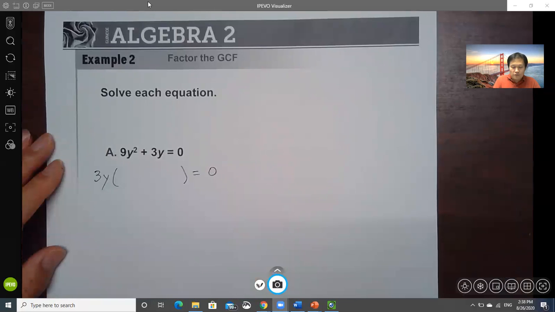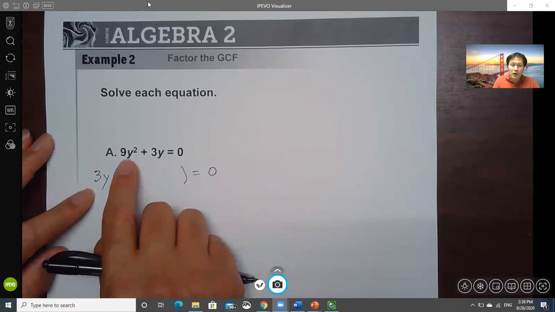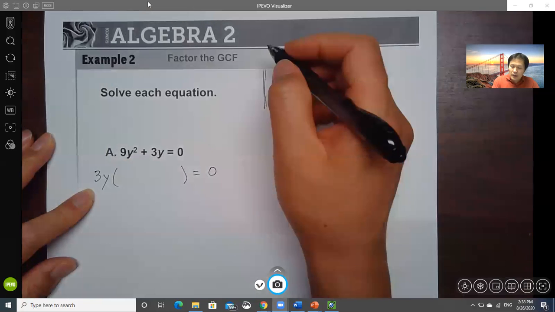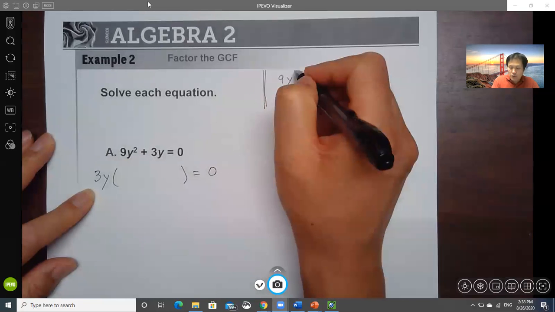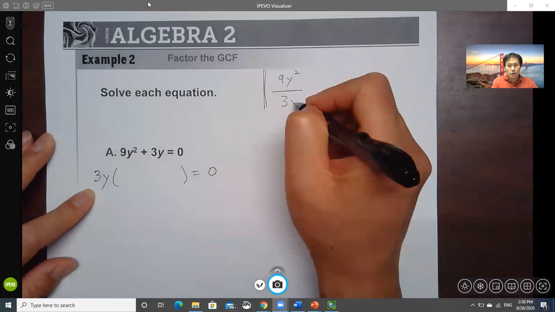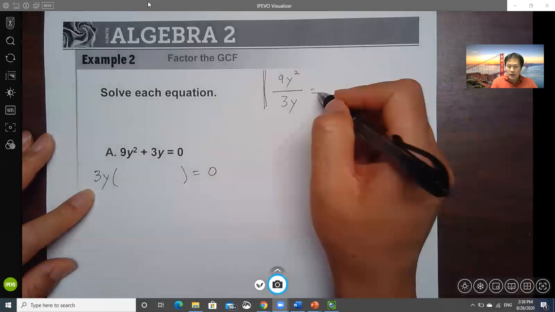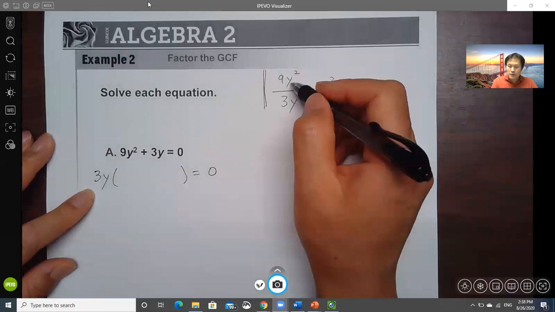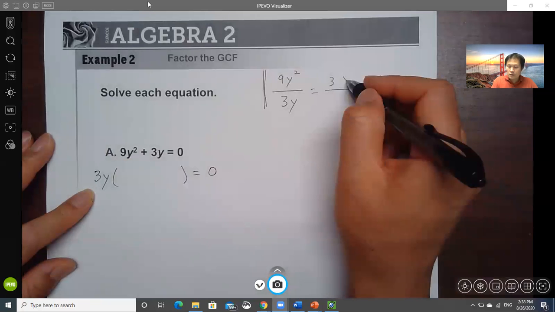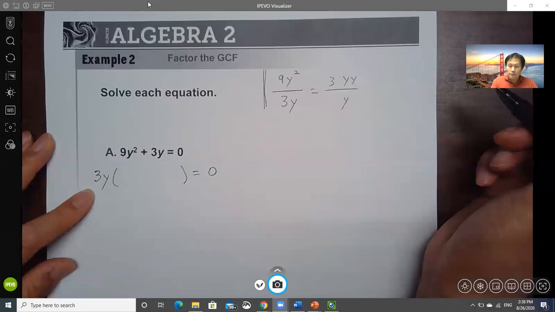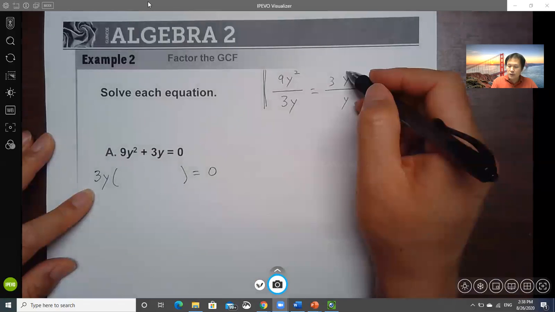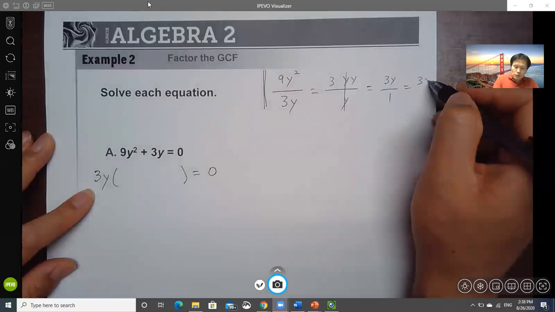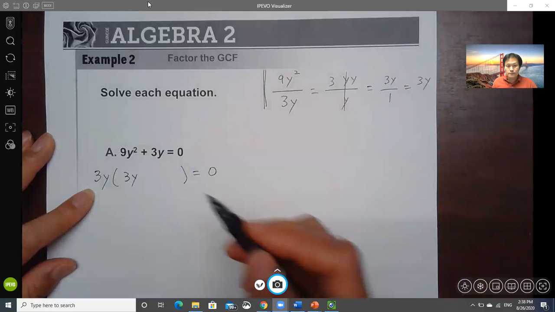So you want to factor out 3y from 9y squared. Some of my students don't understand what that means. 9y squared, factor out 3y means divide by 3y. So 9 divided by 3, you get 3 left over numerator. Y squared means y times y. Y is on the bottom. So cancel one y out, you get 3y over 1. Over 1 doesn't do much. So you get 3y left over.